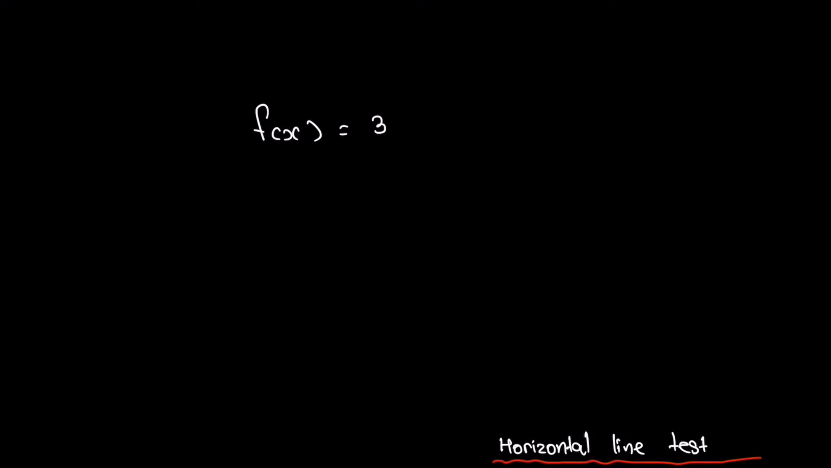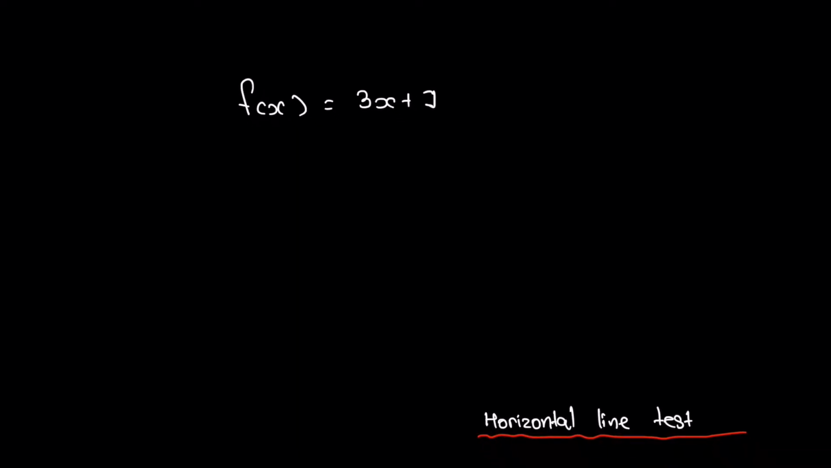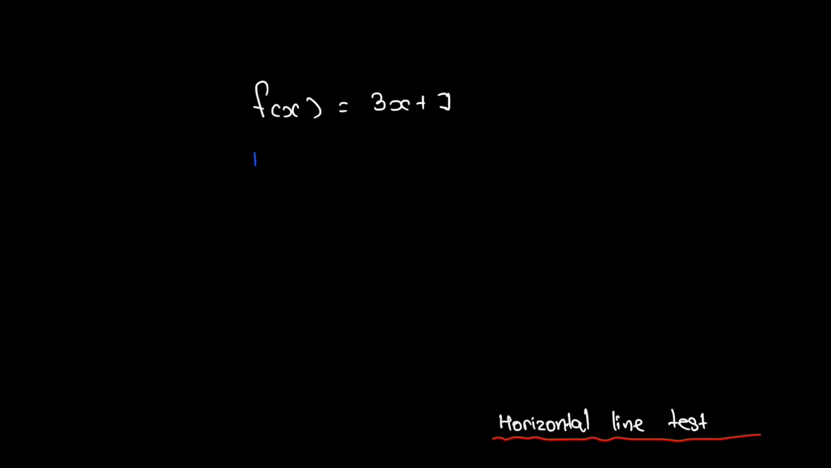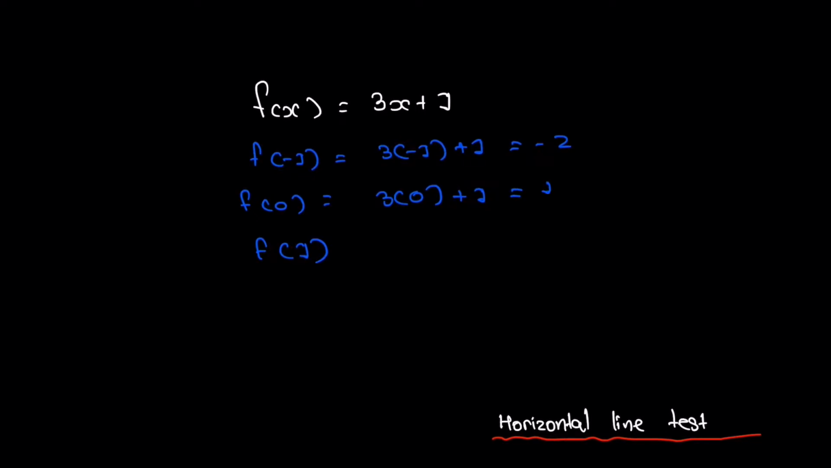So let's say f of x is equal to 3x plus 1, just a basic linear function. If we started substituting a bunch of x values, let's say f of negative 1, f of 0, and f of 1, then f of negative 1 is 3 times negative 1 plus 1, which is equal to negative 2. f of 0 is 3 times 0 plus 1, which is equal to 1. And f of 1 is 3 times 1 plus 1, which is equal to 4.